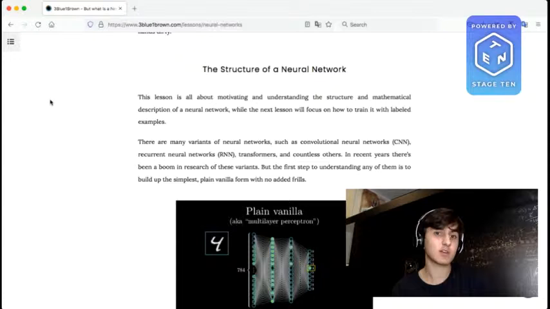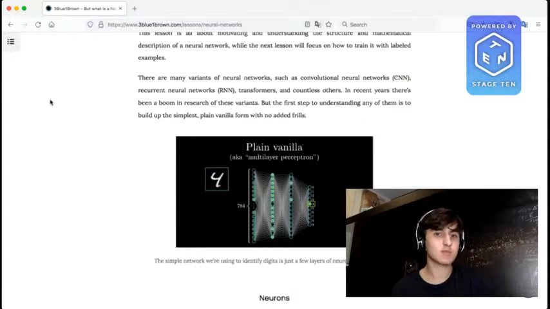There are many variants of neural networks, such as convolutional neural networks, recurrent neural networks, transformers, and countless others. In recent years, there's been a boom in research of these variants, but the first step to understanding any of them is to build up the simplest, plain vanilla form with no added frills. There it is, ladies and gentlemen, plain vanilla, aka multi-layer perceptron.